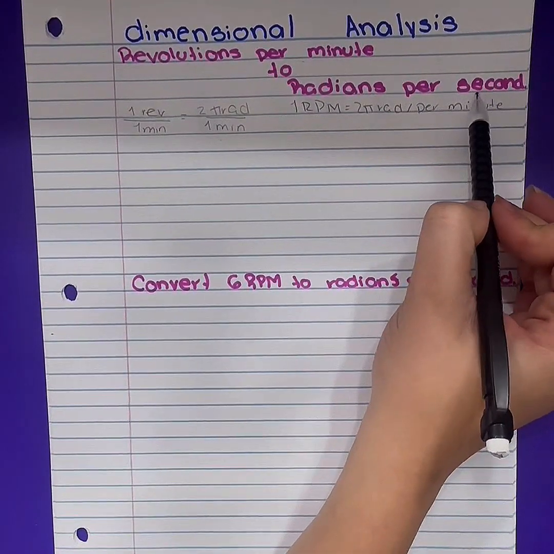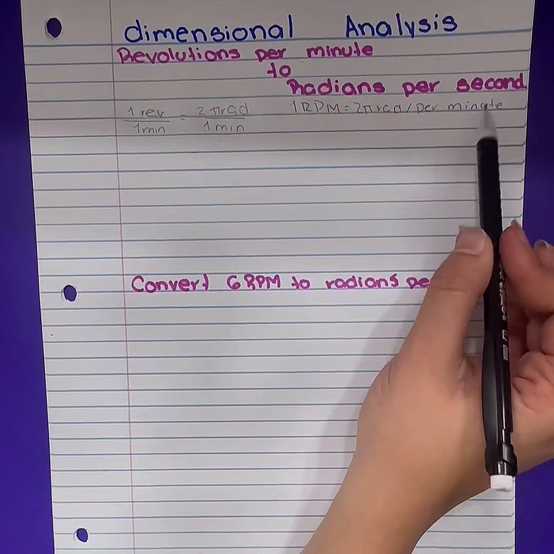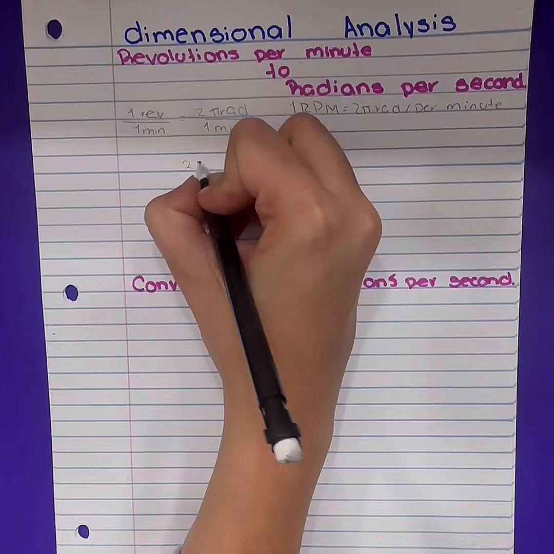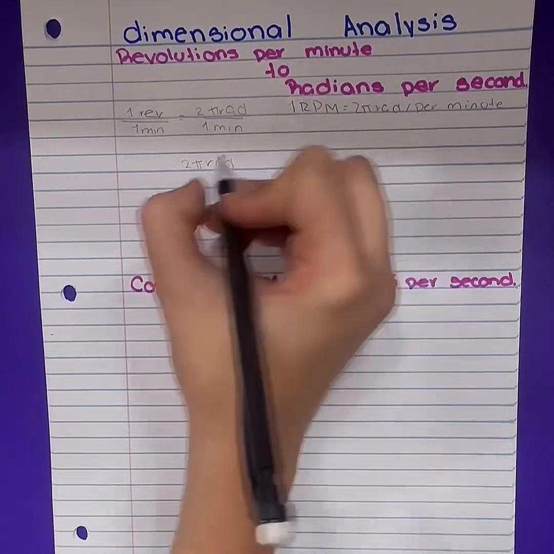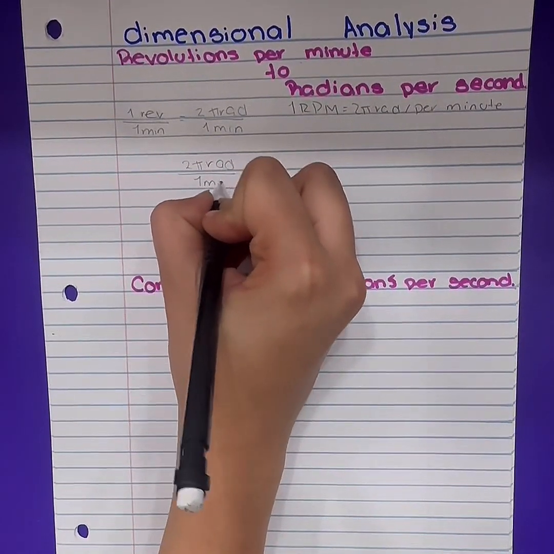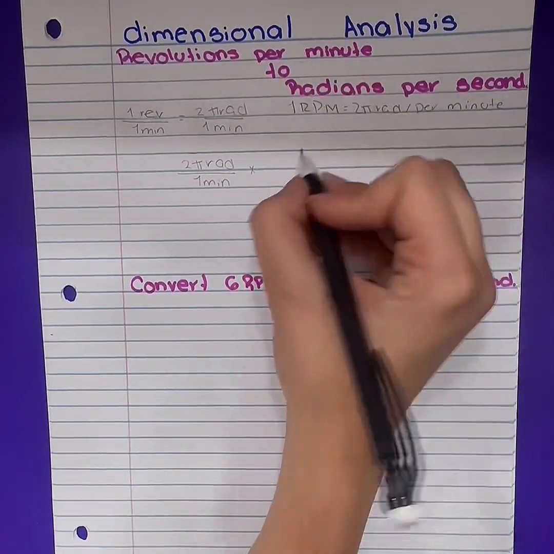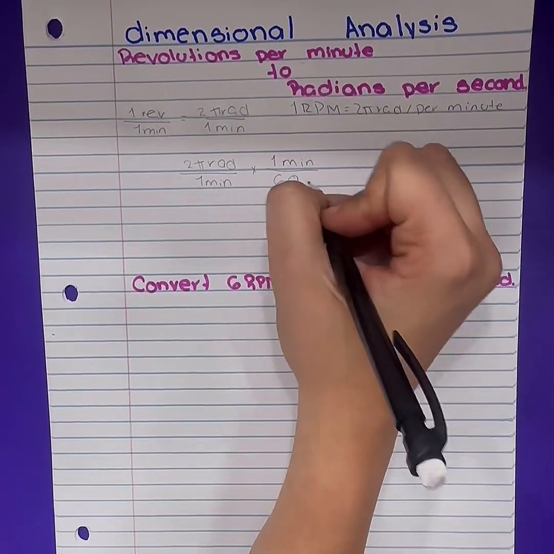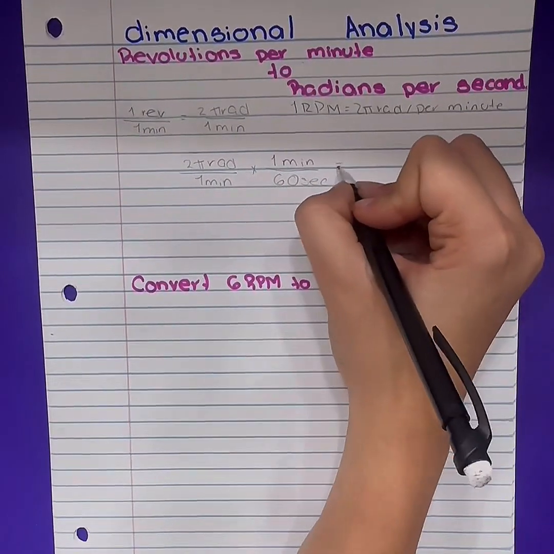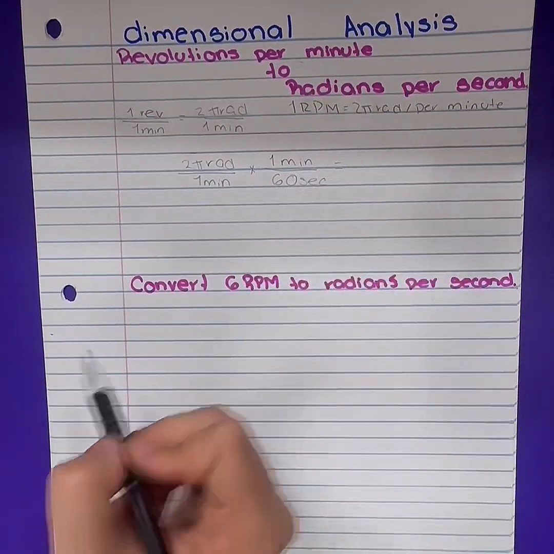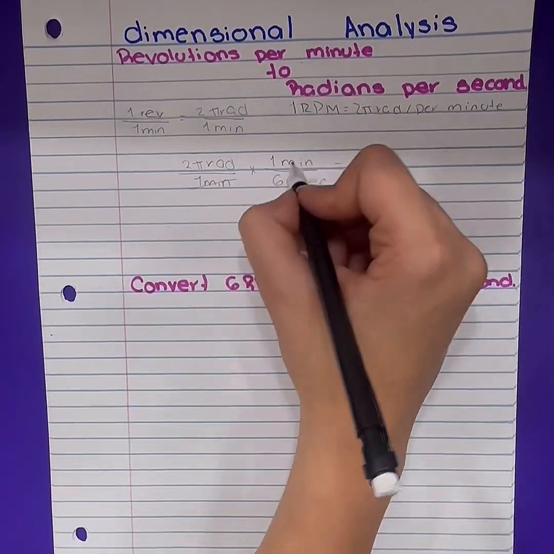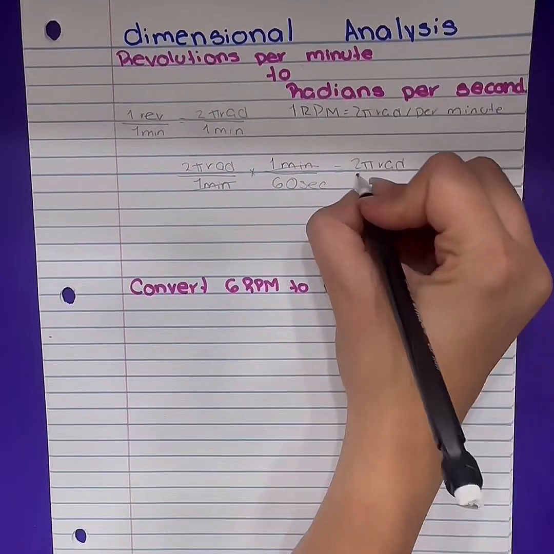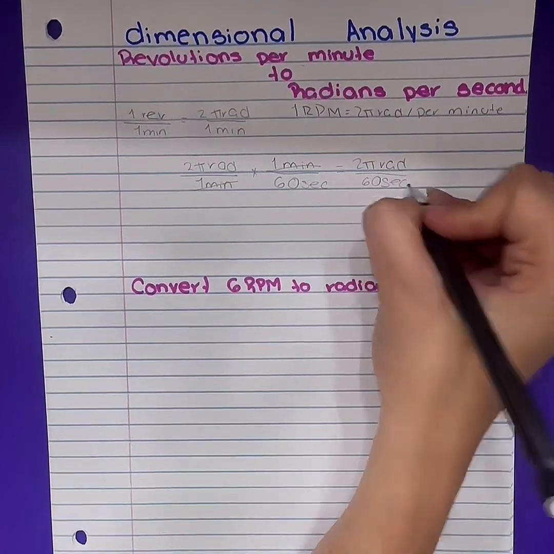But we're looking for seconds, so now we need to convert this into seconds. By this, we already know that there's 2 pi radians in 1 minute. And we know that in 1 minute, there's 60 seconds. Here, it's a multiplication problem. We can cancel this one and this one. So we're left with 2 pi radians over 60 seconds.